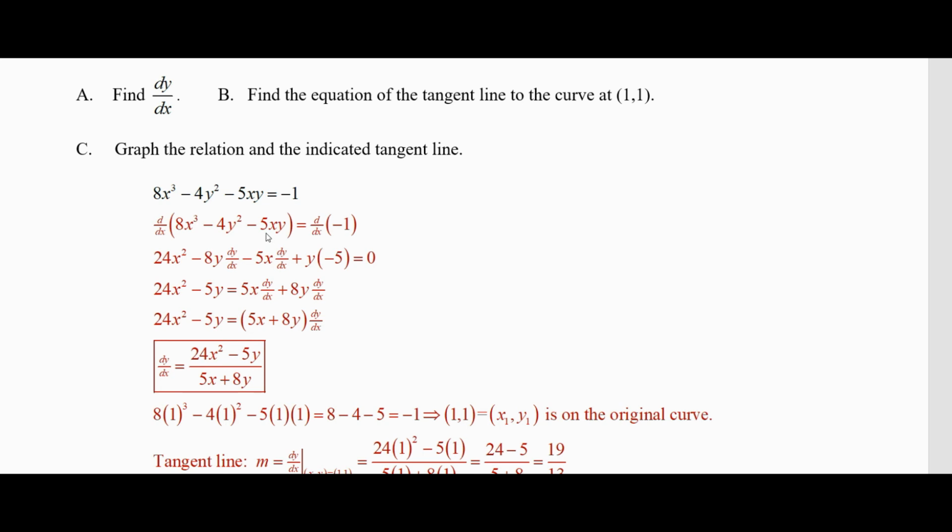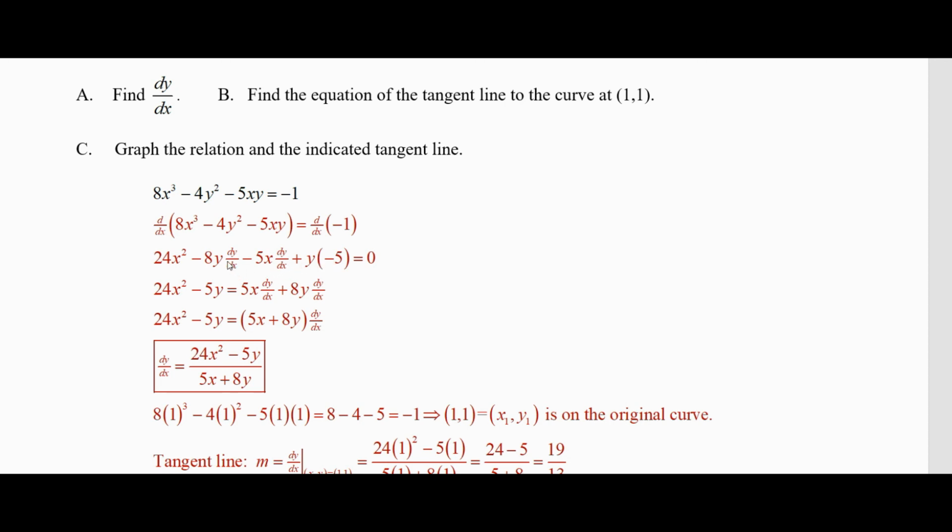Now the last term needs to be thought of as a product. I'm going to think of the first factor as negative 5x and the second as y. So it's the first factor, negative 5x, times the derivative of the second factor, the derivative of y is dy over dx, plus the second factor, y, times the derivative of the first. The derivative of negative 5x is negative 5.